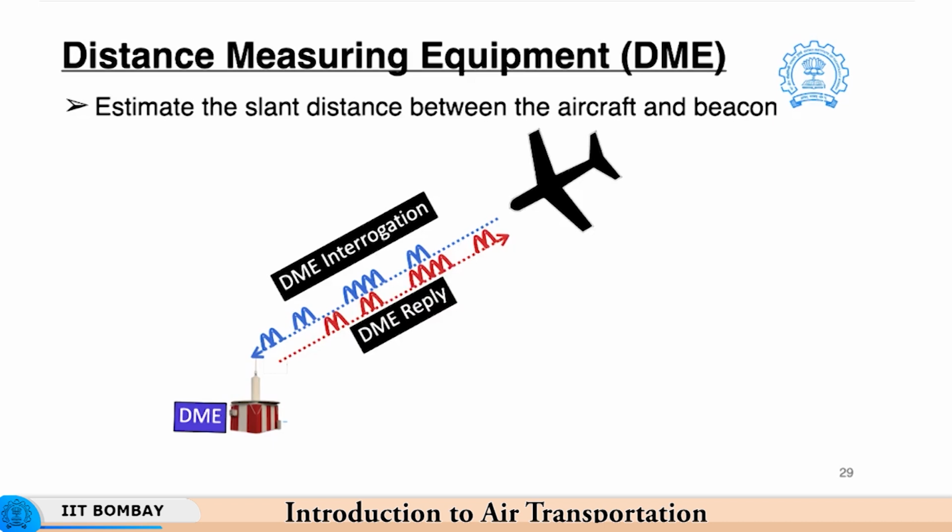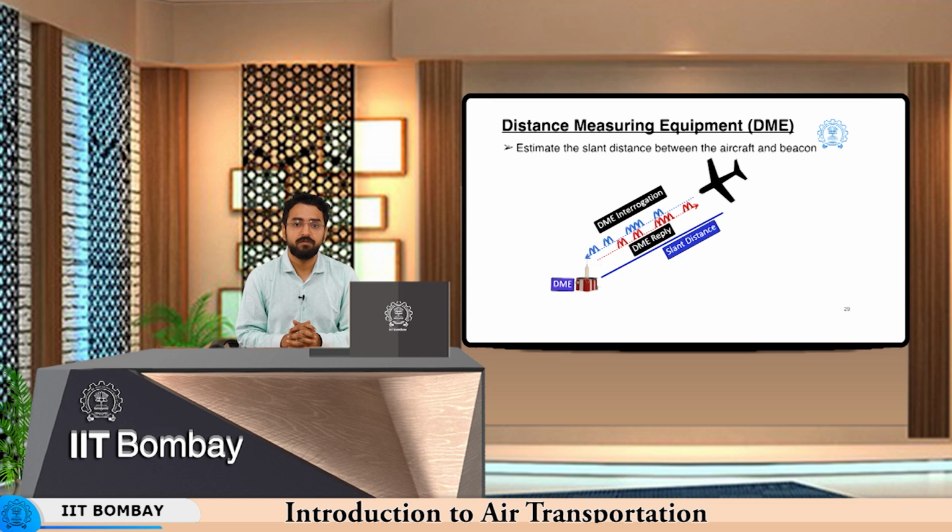reply signal, and the equipment on board the flight will calculate the time difference between the transmission and receipt of the DME response signal, and based on this time difference, the DME will be able to calculate the slant distance, or the distance between the plane and the beacon. Now, as you can see, this distance is not actually the ground distance. In order to calculate the ground distance, the DME equipment can make use of altitude data that is available through the usage of an altimeter, and henceforth calculate the ground distance.